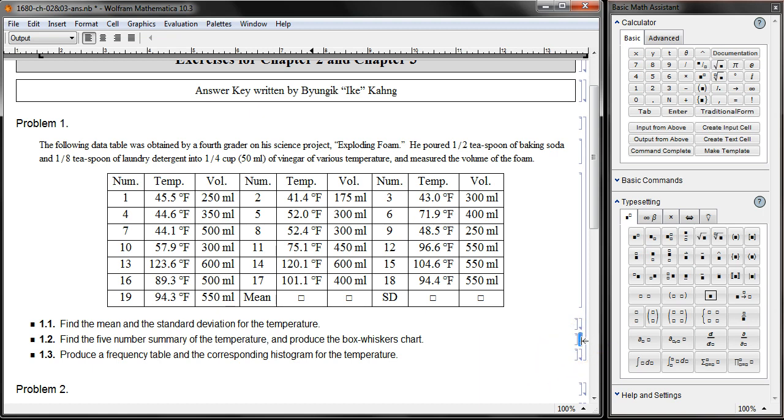Now, 5-number summary and box whiskers chart. Looks like we'll have to do this in the next segment of the video. Let's stop here for now.